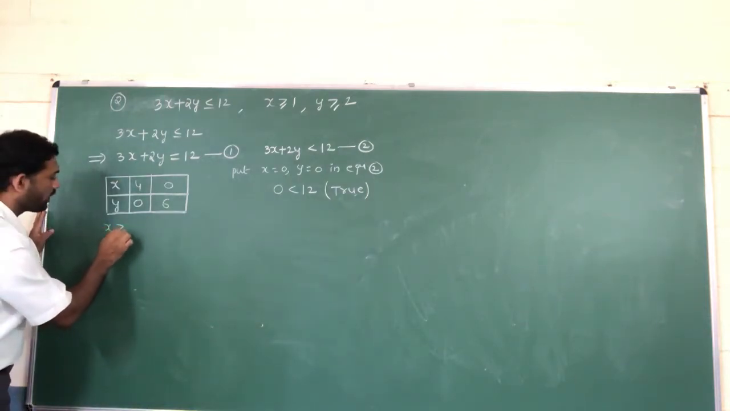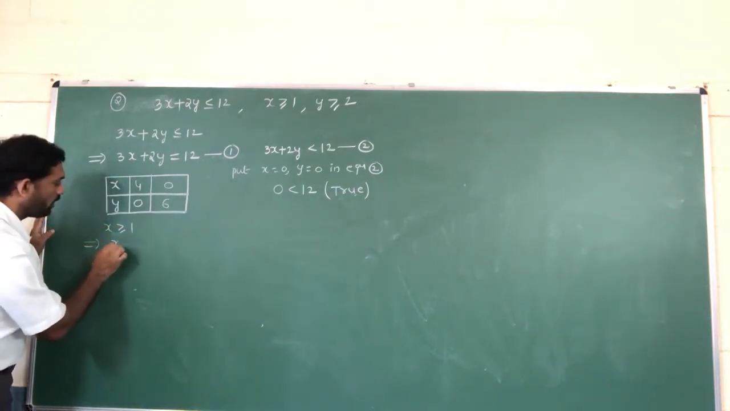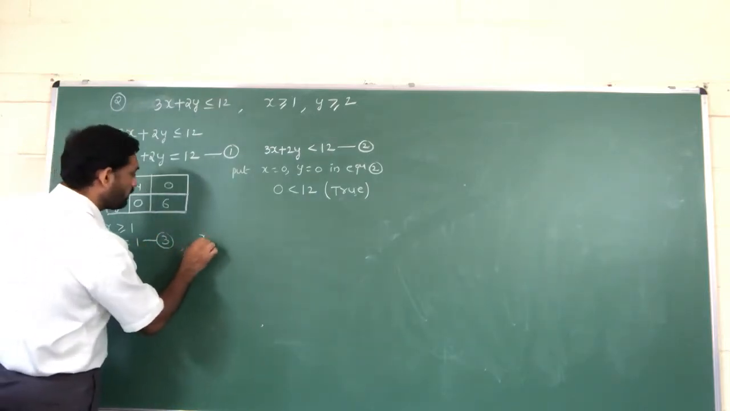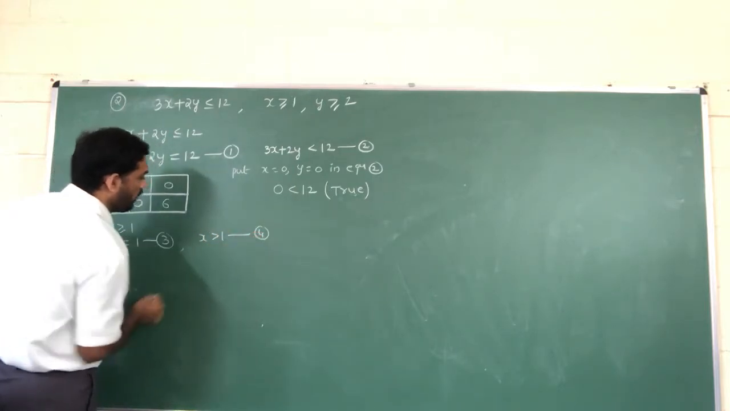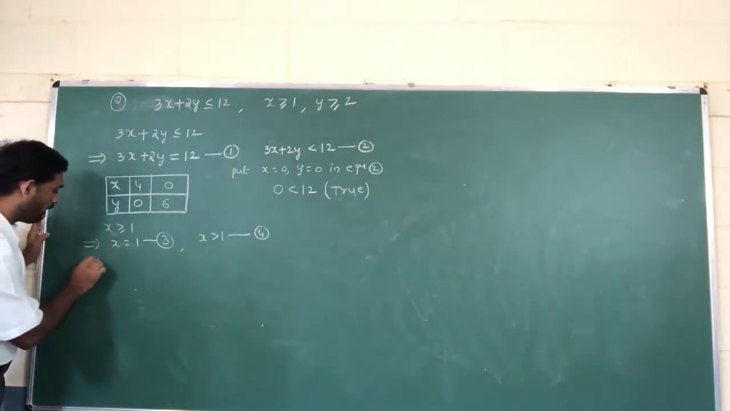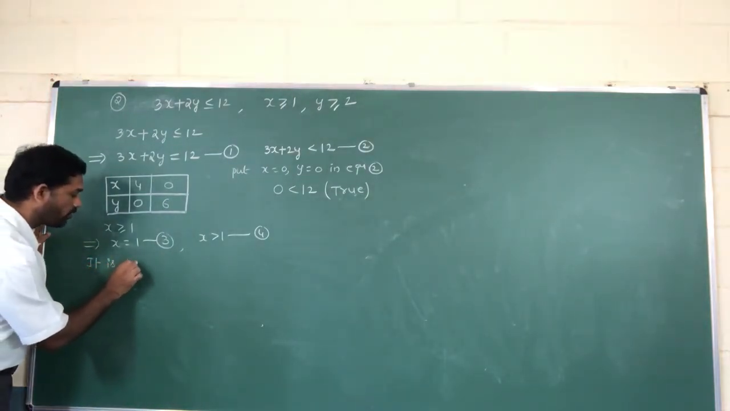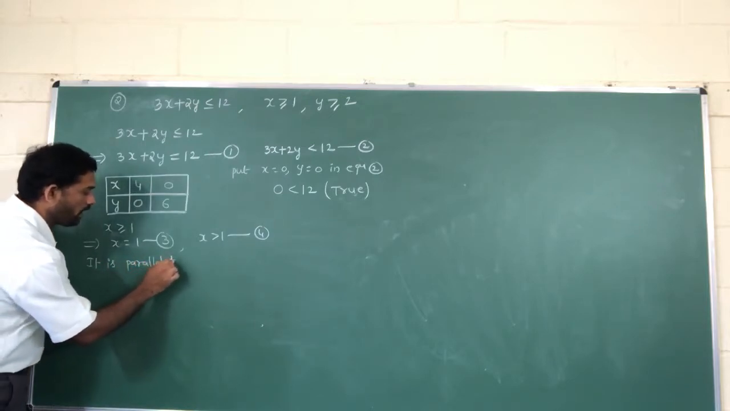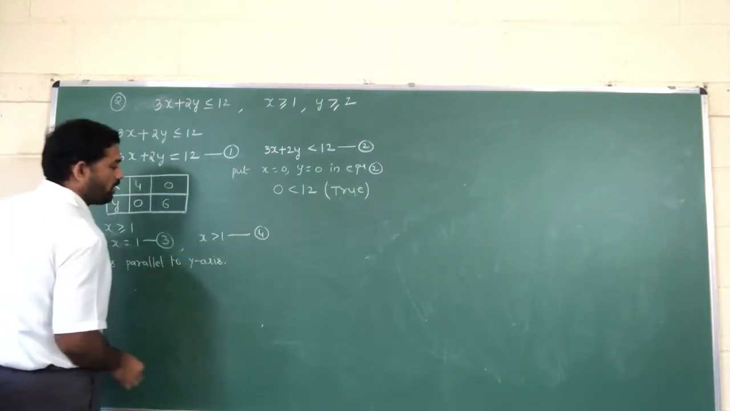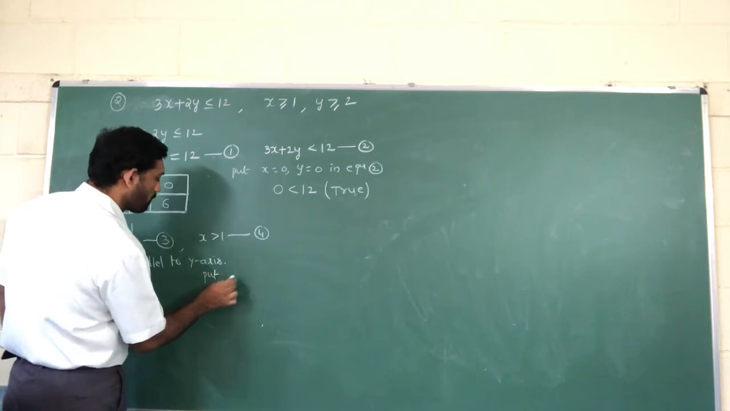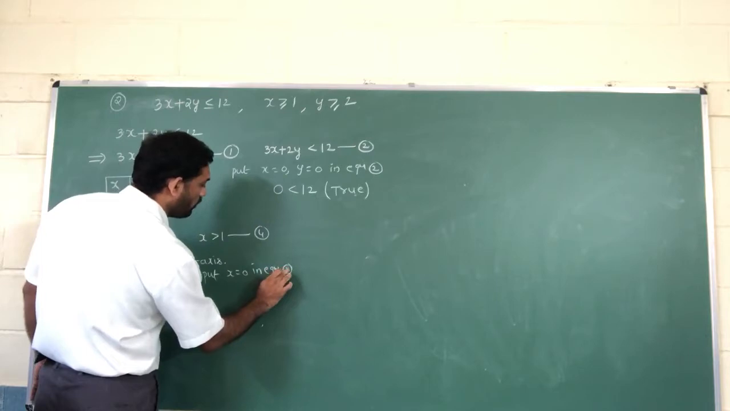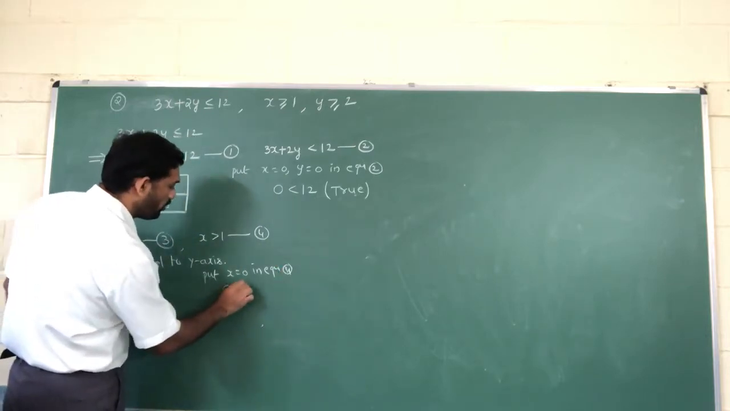After that, the second one. x greater than or equal to 1 implies x equal to 1, equation number 3. Next one is x greater than 1, it is equation number 4. So x equal to 1, according to the previous problem, is parallel to the y axis. After that, put x equal to 0 in equation number 4. What happens? 0 greater than 1.